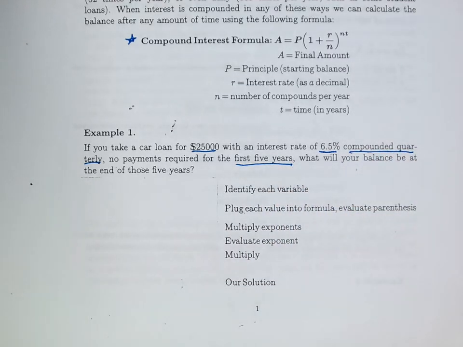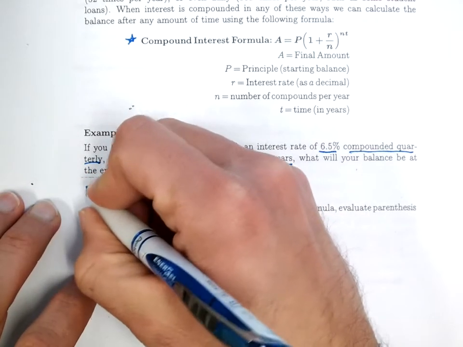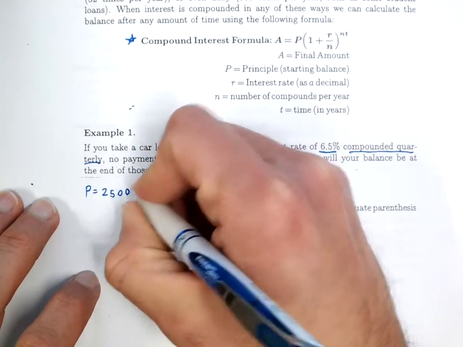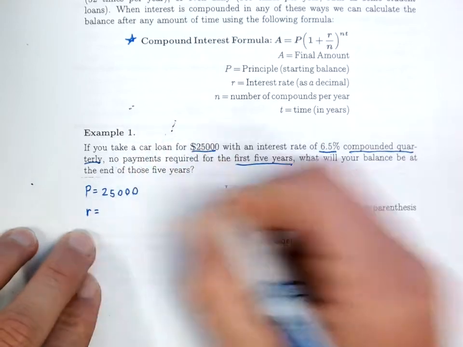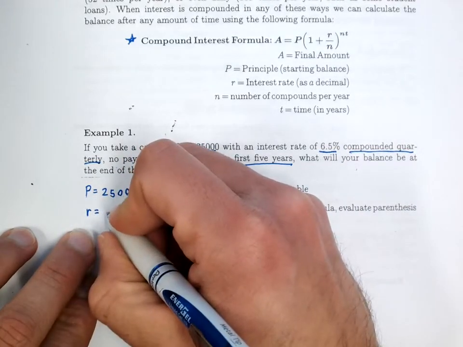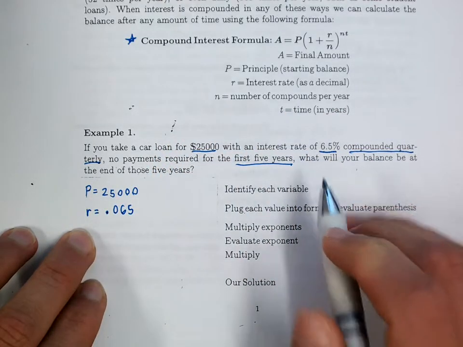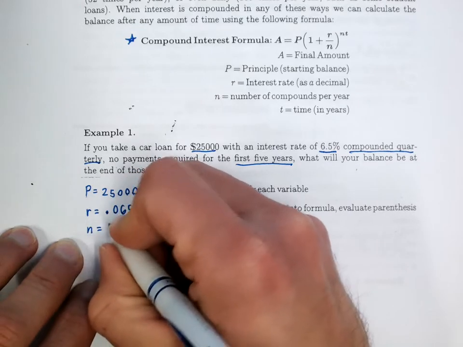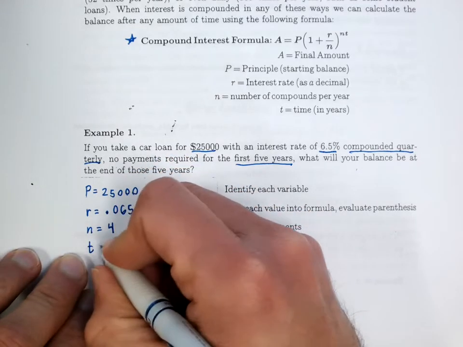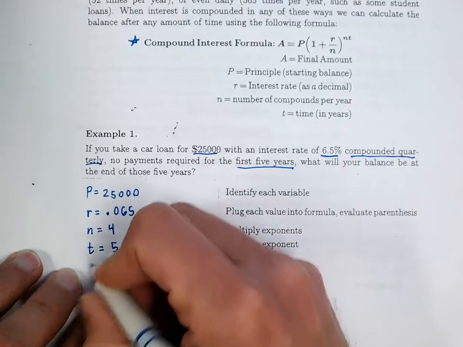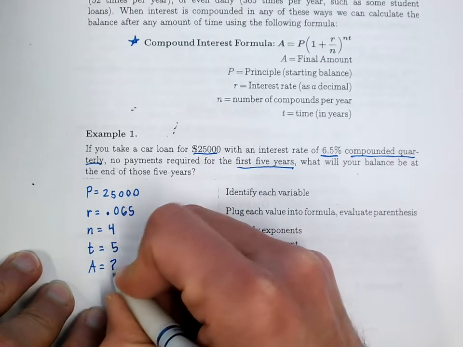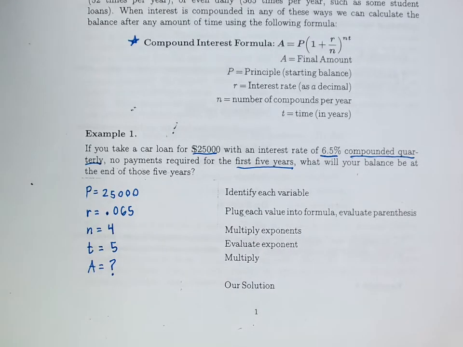Okay, so I would always say, and it kind of tells you the same thing, we're not going to do quite that much work because we have a calculator. But what you need to do is write what you have and then write what you don't have. All right, so P is what I started with, so this is 25,000. R is going to be this number written as a decimal, so 0.065. And then N is 4, T is 5 years, and then now we want to know how much money we end up with, so that's A. A is the final amount.